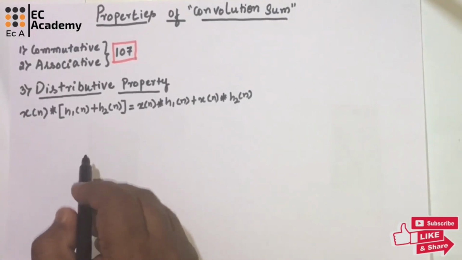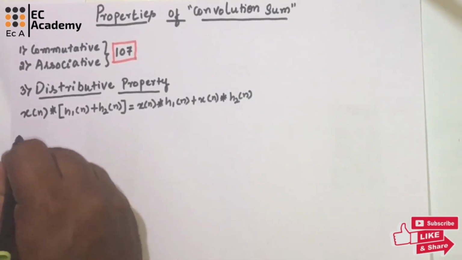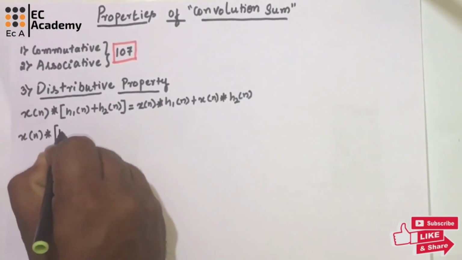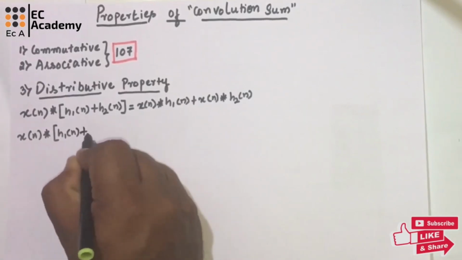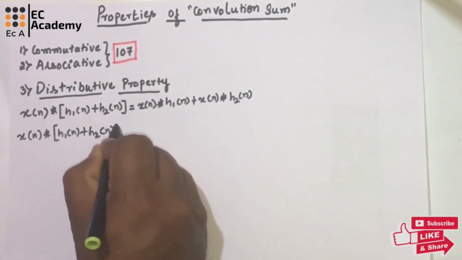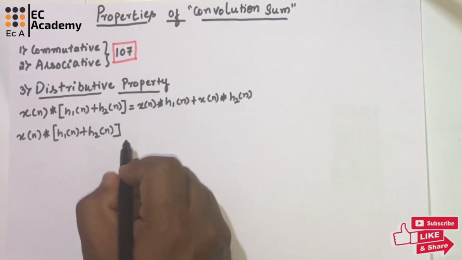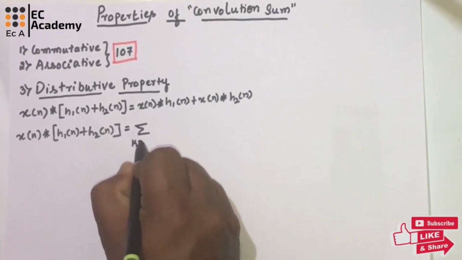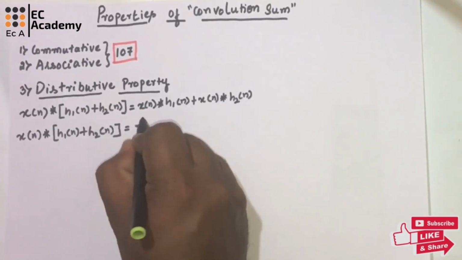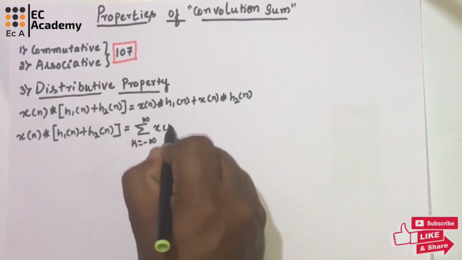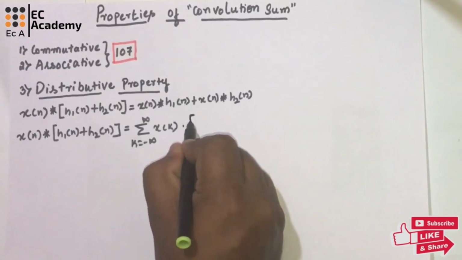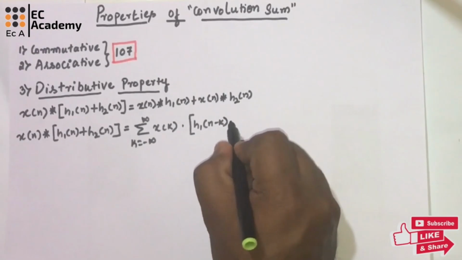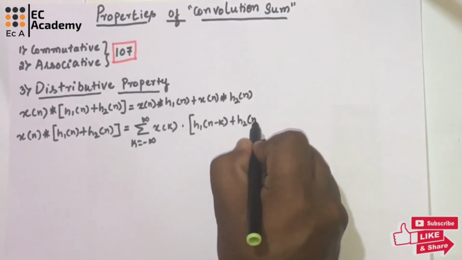Now let us prove this property. Now let us take LHS. Let us take x of n convoluted with h1 of n plus h2 of n. Let us use the formula for convolution sum, and we can write this as summation of k is equal to minus infinity to infinity x of k into h1 of n minus k plus h2 of n minus k.